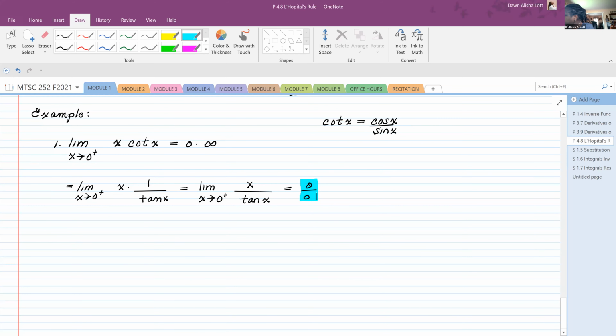So now I didn't change the problem. I just rewrote it using trig identities. So now I can invoke L'Hopital's rule because now I have 0 over 0.